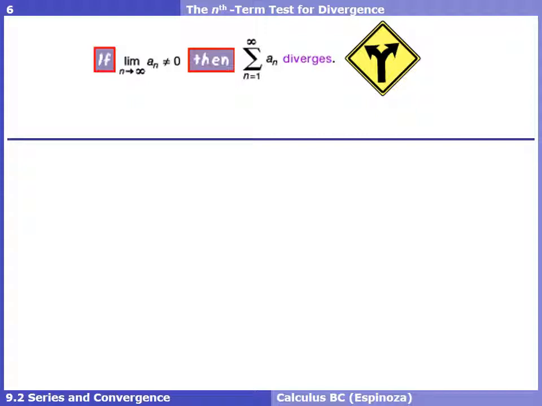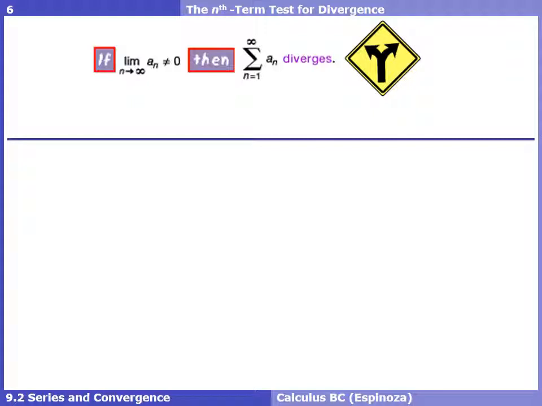Okay, this is going to be the first test of several tests we're going to use to look at infinite series to determine what they are doing. This is called the nth term test for divergence. And I just want to point out, this is the key in this title. This test is not going to tell us if an infinite series converges. All it's going to tell us is if it diverges.